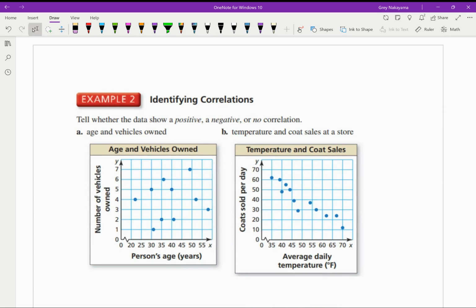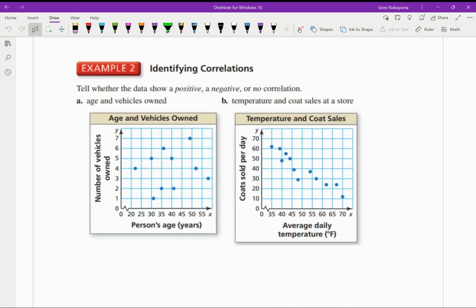In example 2, tell whether the data shows a positive, negative, or no correlation. Age and vehicles owned. So this is a person's age. As we go, can I say specifically, well, this y value went up, but that one doesn't seem to have gone up? So this is an example of no correlation. Over here on part B, temperature and coat sales. As my temperature gets higher, the coat sales seem to be going down, because I can draw a line that would approximately represent that data. So this is, of course, negative correlation.